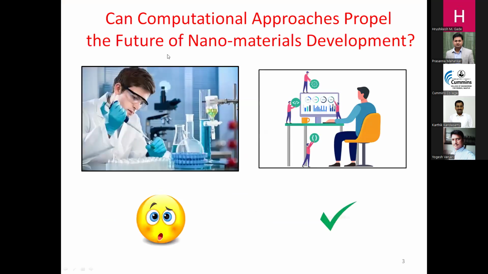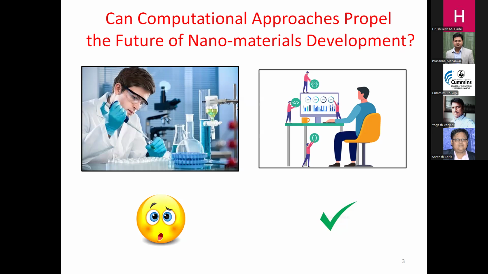So first question: can computational approaches propel the future of nanomaterials development? Till now, when we didn't have sufficient computational technology, the experimental or materials design was majorly the domain of experimentalists. You would have laboratories, perform certain experiments, and develop certain novel materials. That was the criterion till date, but now with advancement in computational techniques, with the availability of fast supercomputers, that can also be done on a computer.